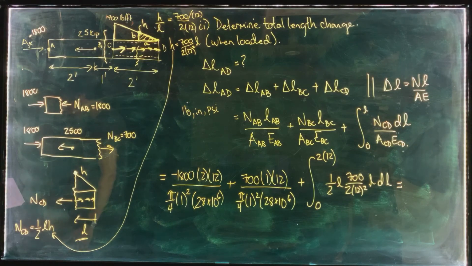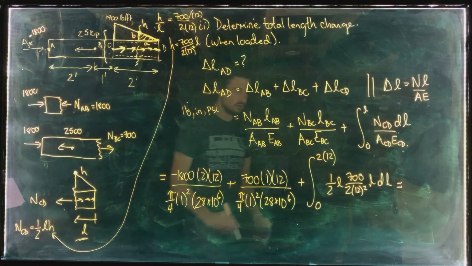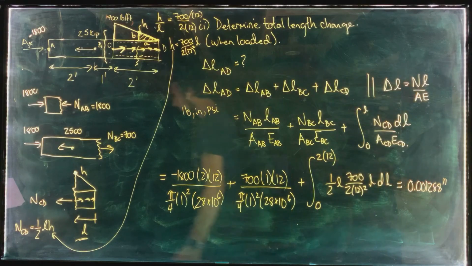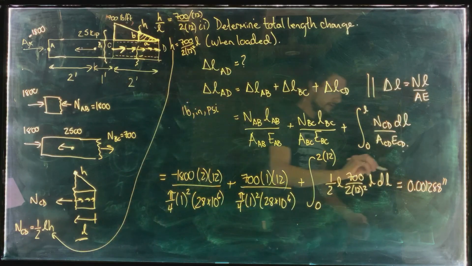Okay, where did the 12 come from? Looking at the chat here, where did the 12 come from? Yes, changing feet to inches, exactly. Okay. So when I went through and did that, what did I get? I got 0.001288 inches.